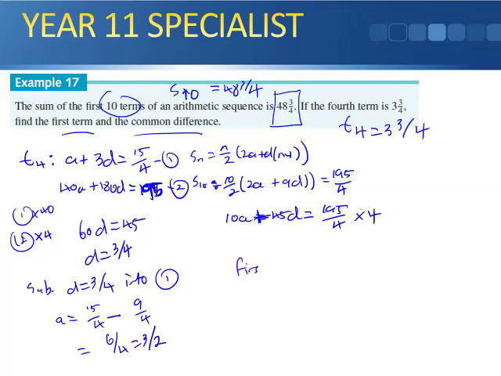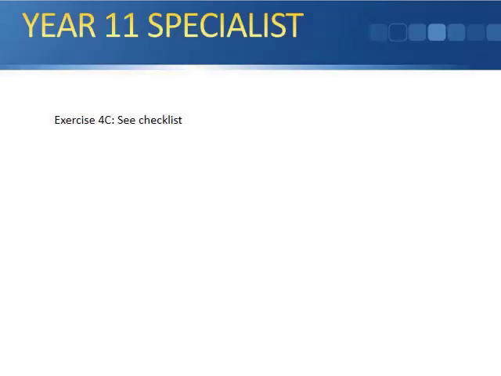So first term is 3 on 2, and common difference, excuse the bell, common difference equals 3/4. Thought I was going to finish. Let's force it.